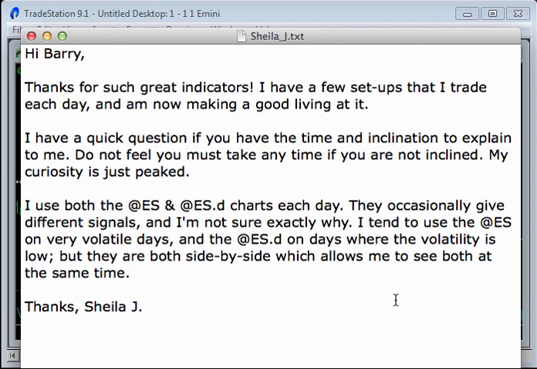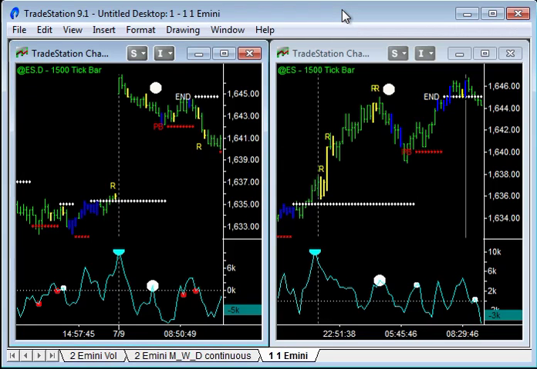They occasionally give different signals. I'm not sure exactly why. I tend to use the @ES on volatile days, @ES.D on days when the volatility is low, but they're both side by side, which always allows me to see both at the same time. Thanks, Sheila J. So great little question, and I'm going to show you two days during this week where we have different circumstances, and it'll show you how the indicators are calculating during those different periods on an @ES and @ES.D chart.